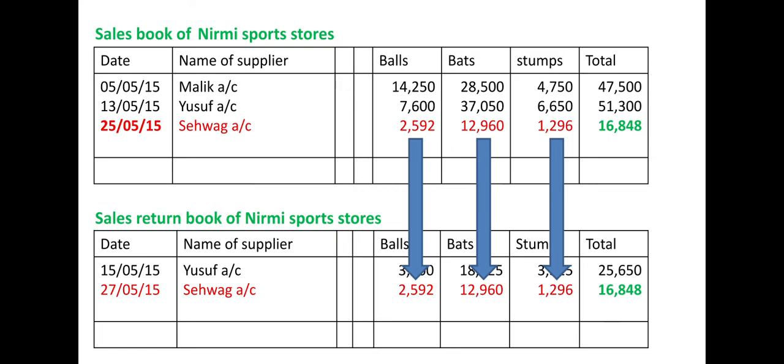Balls 2592, the same amount we have to copy. We sold bats worth rupees 12,960. So Sehwag has returned all the bats and Sehwag has returned all the stumps.